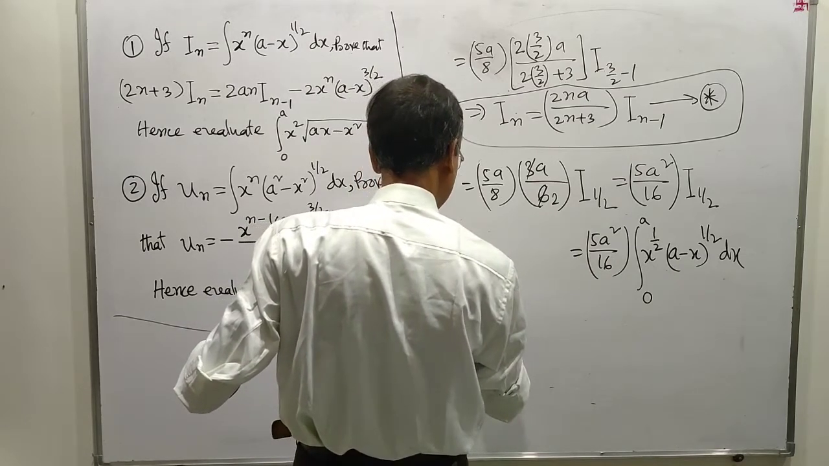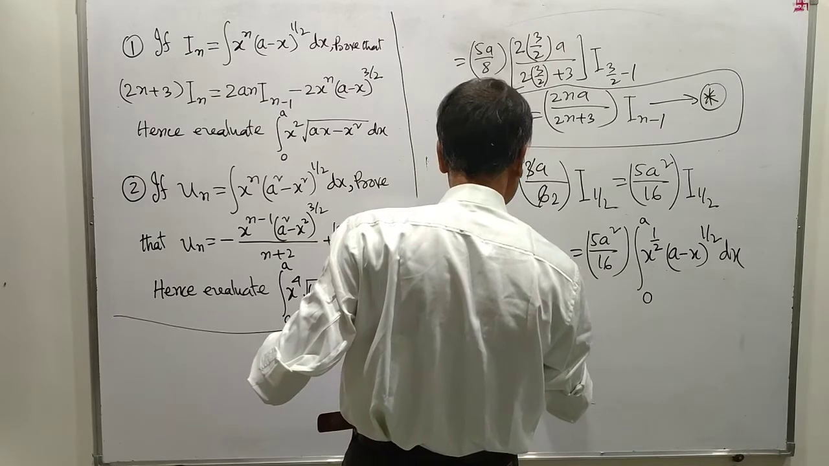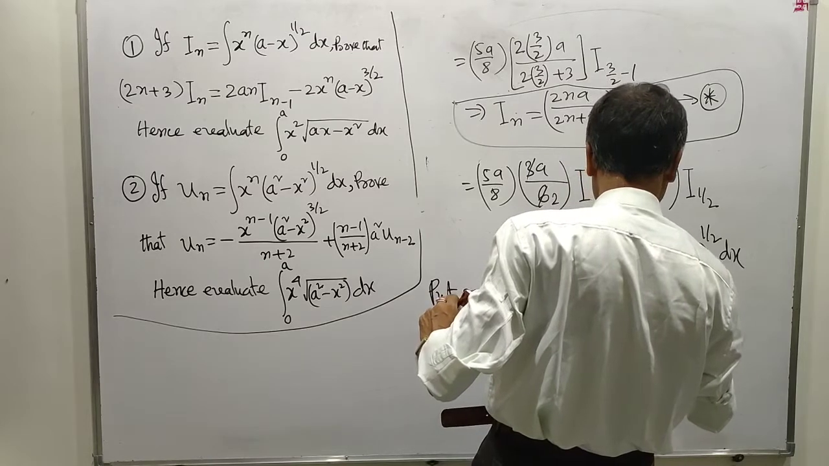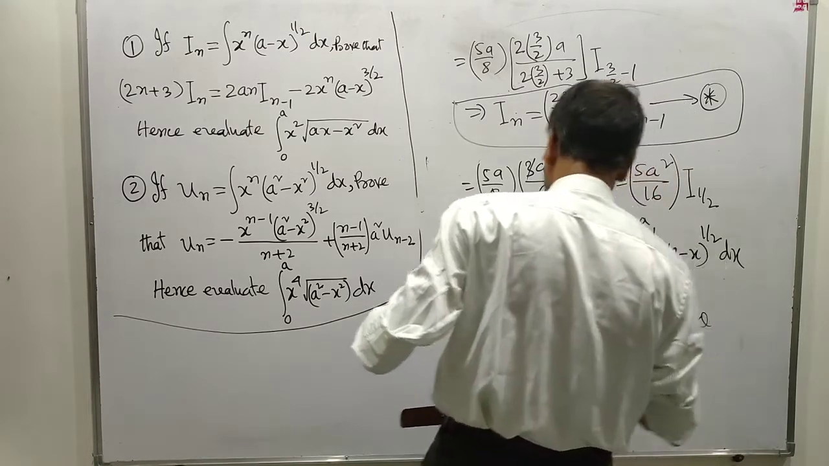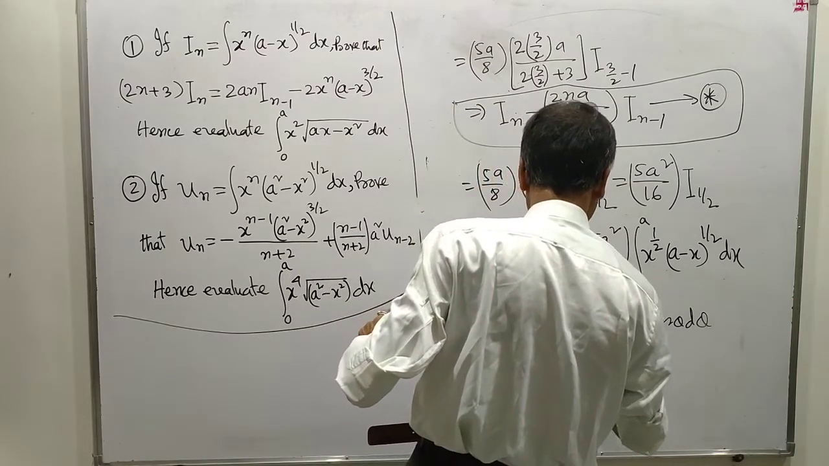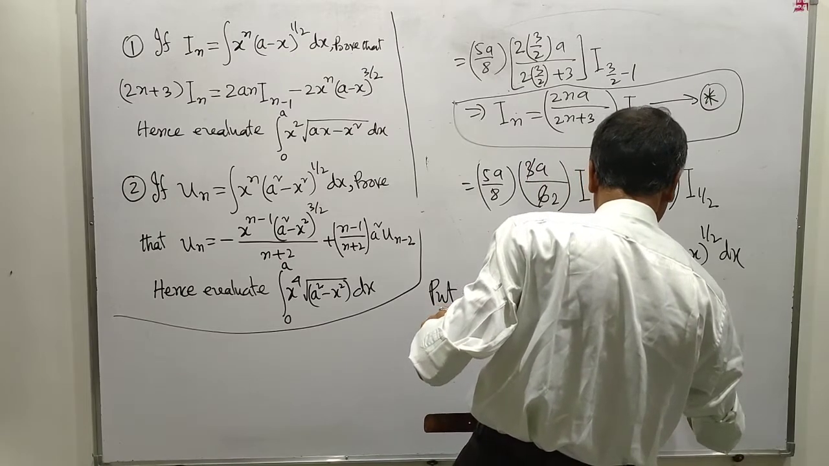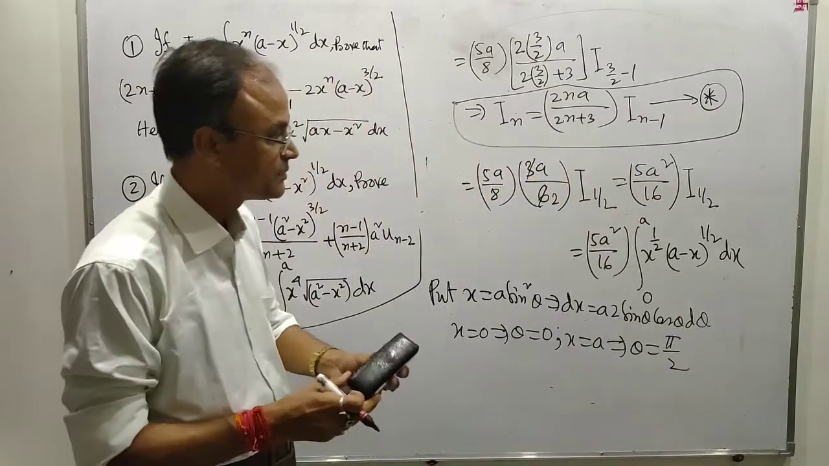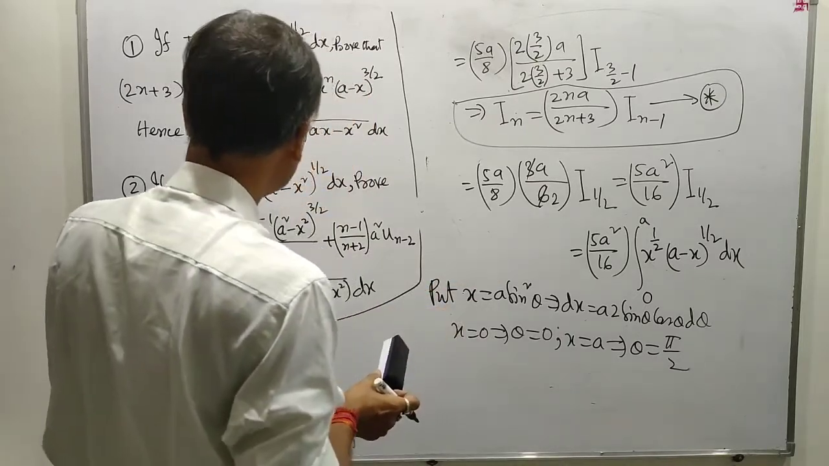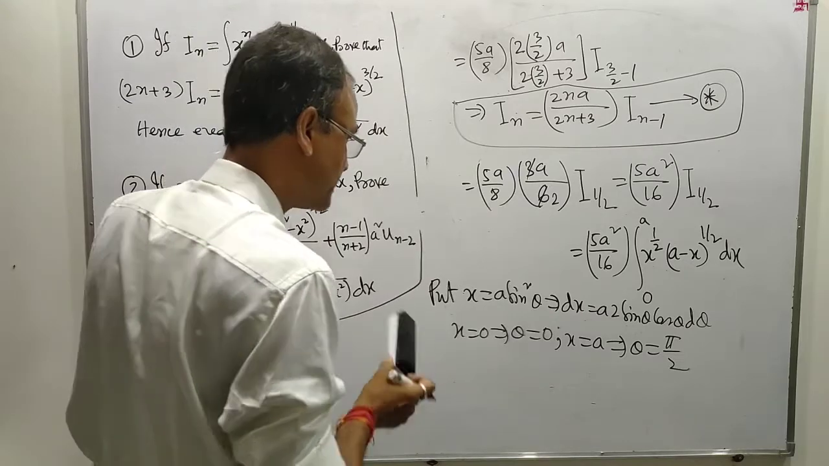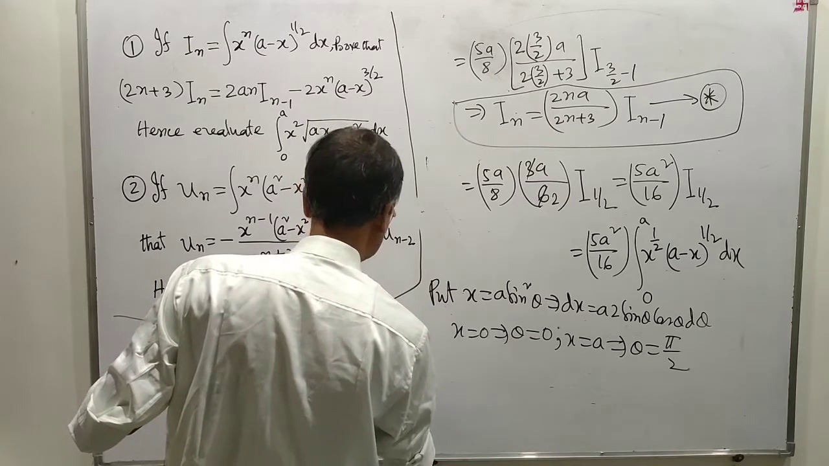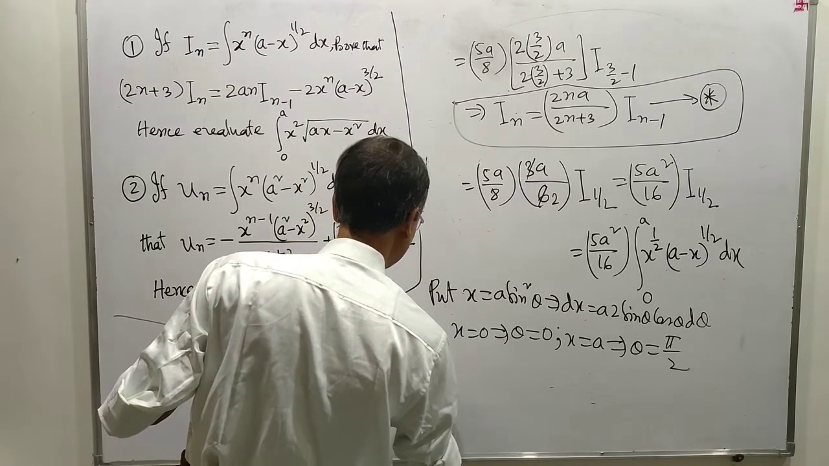Now to integrate this, put x equal to a sin square theta. This means dx equal to twice a sin theta cos theta d theta. x equal to 0 implies theta is equal to 0. x equal to a means theta is equal to pi by 2. Therefore, integration 0 to a, the main integral, we are integrating this one.